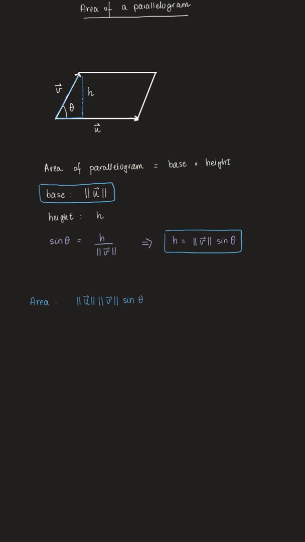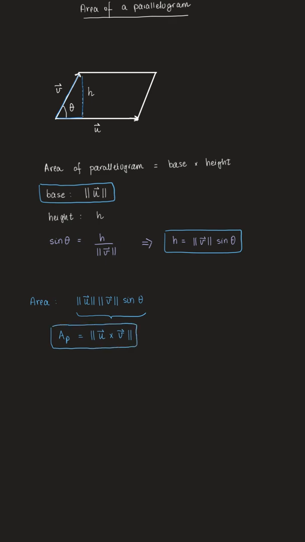And we've seen this before. We know that this expression is actually the magnitude of the cross product of vector u and vector v. And so now we have a really nice way of finding the area of a parallelogram if we know two adjacent vectors. So that is our finding.